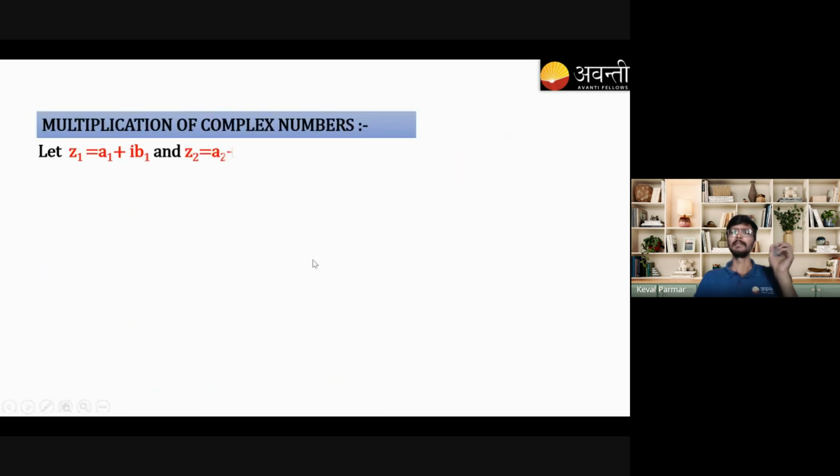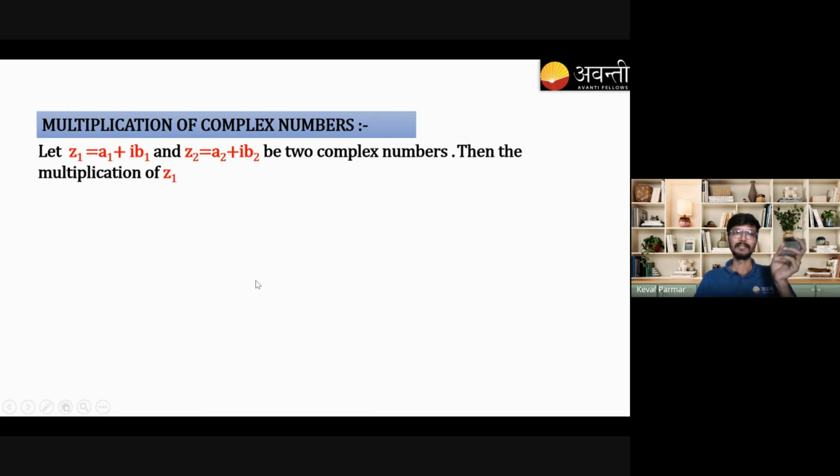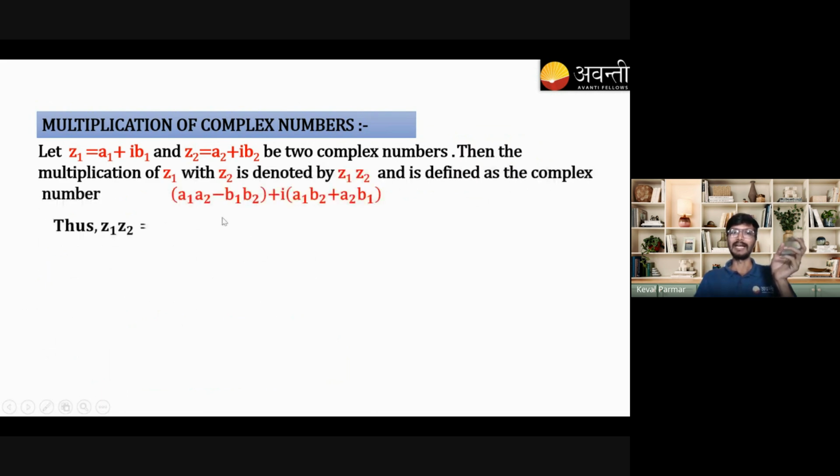So, multiplication. Multiplication is important because when we multiply two complex numbers, we are basically multiplying two brackets. That means when I multiply z1 and z2, I multiply the bracket a1 plus ib1 with the bracket a2 plus ib2. In the normal way we open brackets, we can open them here also. That means we'll get a1 a2 plus i b1 b2 times i square.